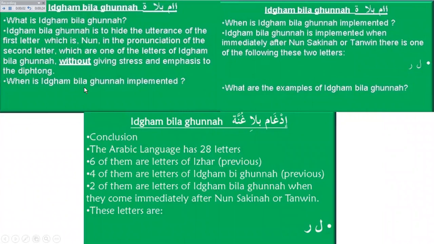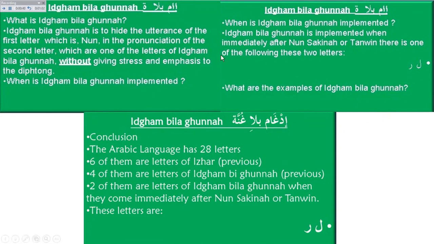What is idgham tam bila gunna? It is to hide the utterance of the first letter, which is noon, in the pronunciation of the second letter, which is one of the letters of idgham bila gunna, without giving stress to the gunna. So this means that we are not pronouncing noon, but we are pronouncing the first letter of the other word.